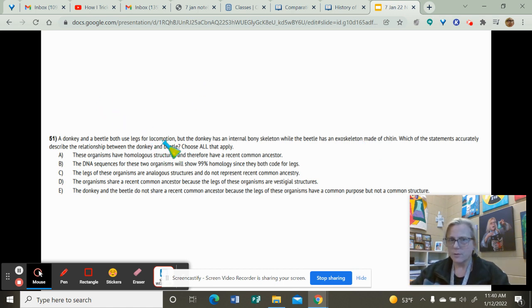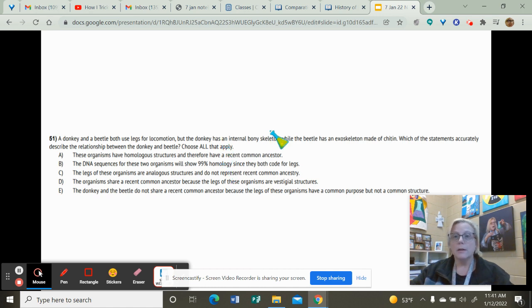Okay, they both use legs for locomotion, but they're not showing you a picture that this leg bone is exactly like this leg bone. So this is an untrue statement. Okay, the DNA sequences for these two organisms will show 99% homology since they both code for legs. Okay, again, this is using homology. It's saying that they're passed down through the same lineage. And so that is going to be a false statement.